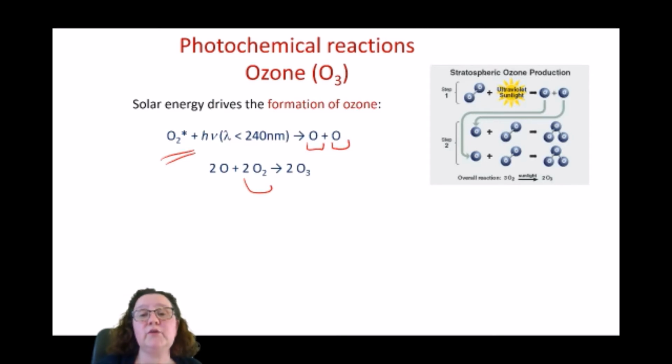And that is the overall reaction. The overall reaction can be simplified as 3 molecules of oxygen, O2, make 2 molecules of ozone. But the intermediate steps are the interesting ones: the formation of this atomic oxygen and the reaction of the atom of oxygen with the molecule of oxygen, O2.